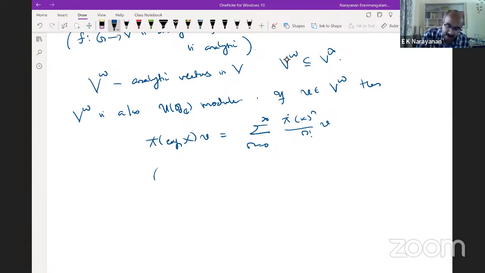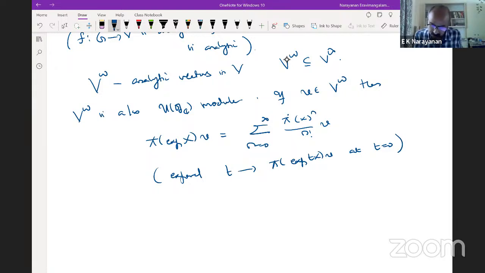So this is simply expanding t going to pi of x dx acting on V at t equal to 0. Right? Yeah, all right. So I won't prove that this is a UGC module. It's not very difficult. So just like C infinity functions, if you differentiate a real analytic function, you are going to get a real analytic function. Okay, so that's what essentially this means.